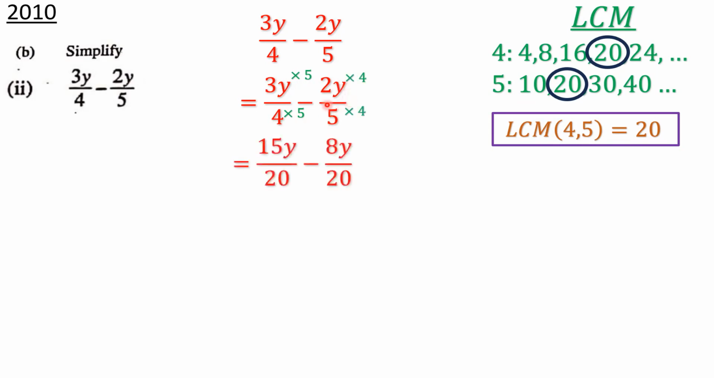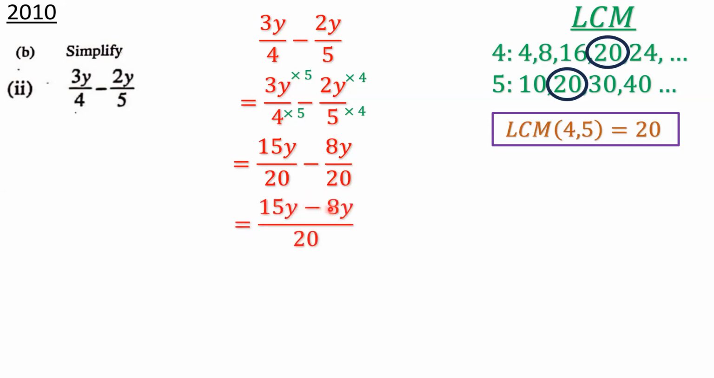And so what do we have? Well, 3y times 5 is 15y. 4 times 5 is 20. And for the other side, we have 2y times 4. 2 times 4 is 8. So we have 8y. Next, we have 5 times 4, which is 20. And so we're good because both of the denominators are the same. Now we can subtract the numerators.